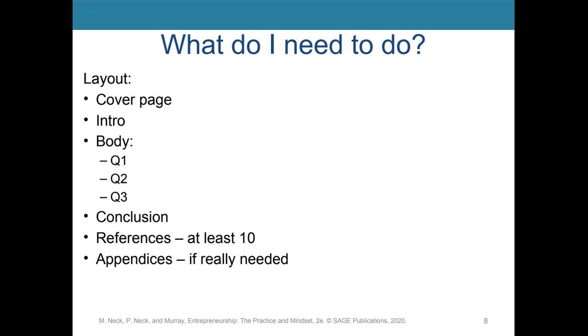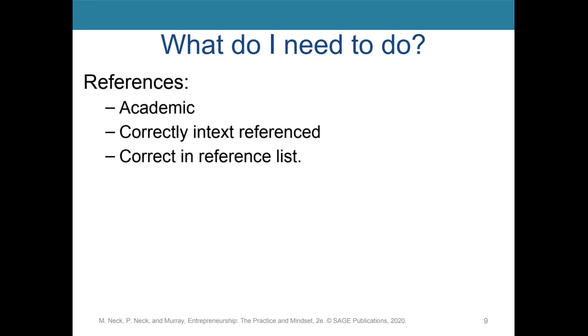Give me your list of references and any appendices that you feel are really necessary. I can't think of any offhand that I really think is necessary, but if you come up with some, go for it. And then lastly, remember your references. They need to be academic in nature, correctly indexed, and correct in the reference list. Everything that's indexed needs to be in the reference list. Everything in the reference list needs to be indexed. All your references in your index must look the same. Your layout must be the same. And in your reference list at the end, all the references must look the same. Your layout needs to be the same.